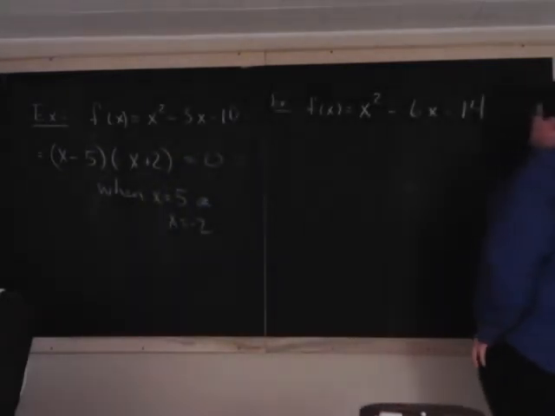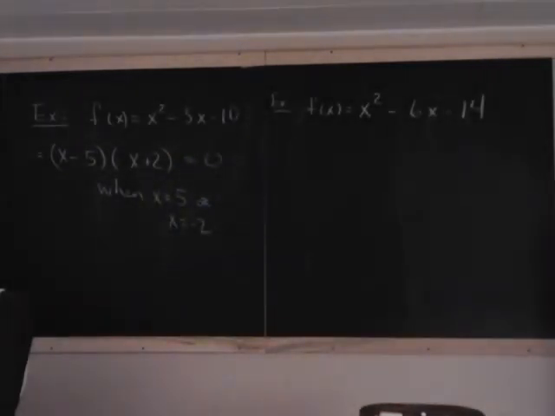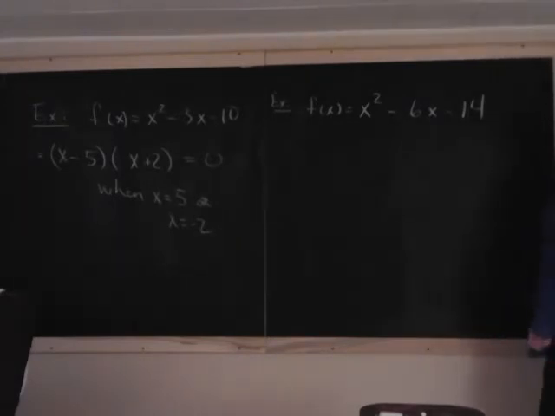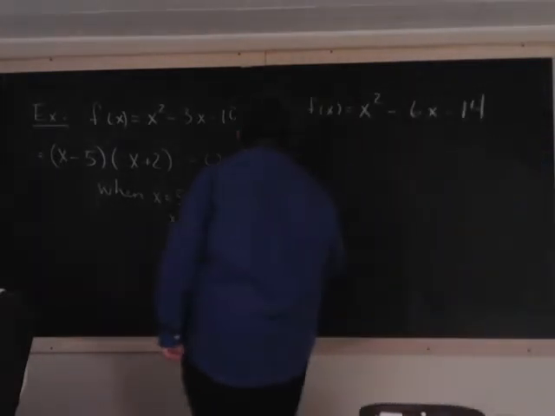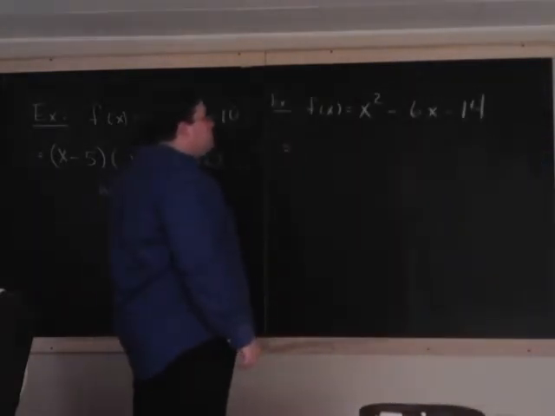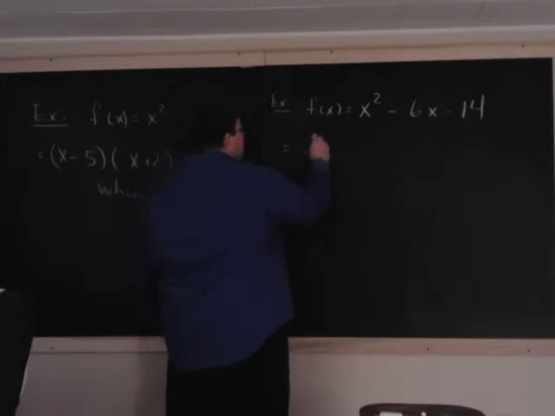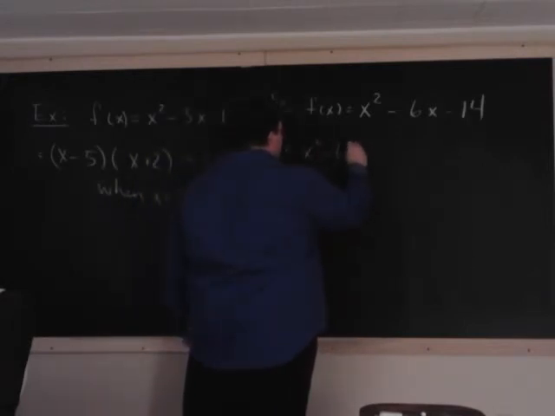We would need numbers that multiply to 14 and add to 6. So 7 and 2 won't make 6. 14 and 1 won't make 6. So this one will not factor. But what we can do is complete the square and work from that.